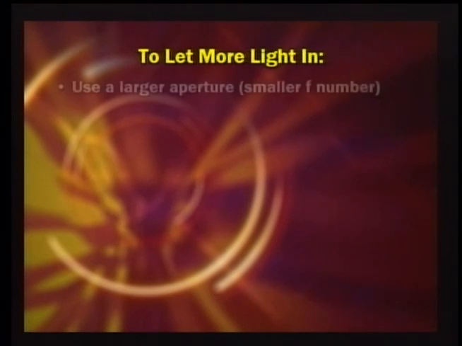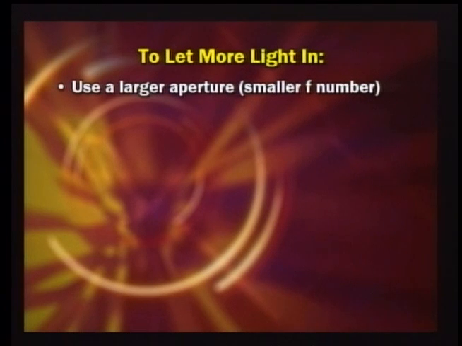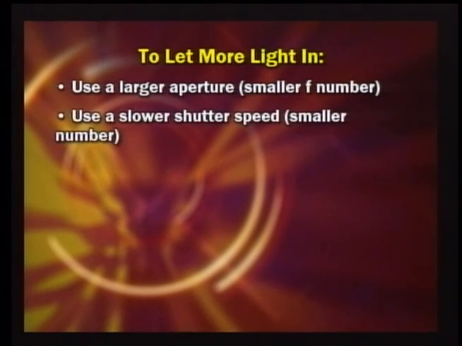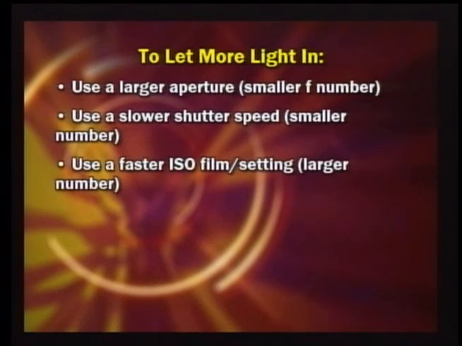Okay, so just to summarize what we talked about last week, if you want to let more light into the camera, let's go back to the graphic. We can use a larger aperture, which means a smaller f number. Use a slower shutter speed, which means a smaller number on the shutter speed. Okay, use a faster ISO film or setting, which means a larger number.